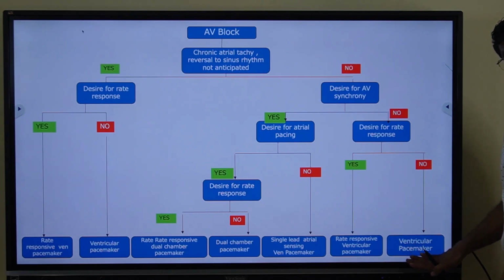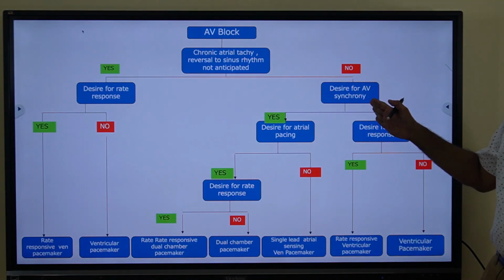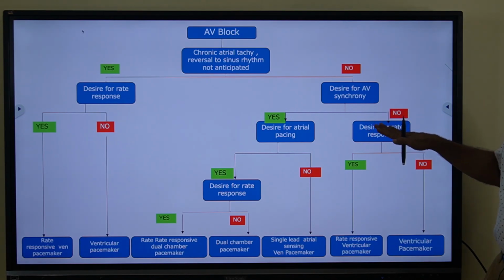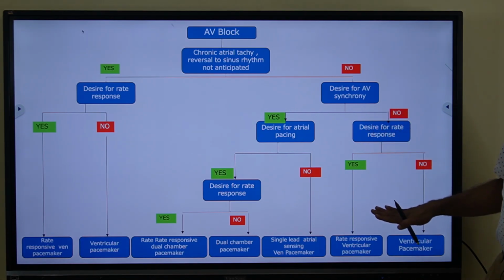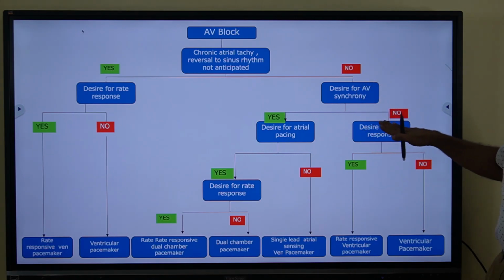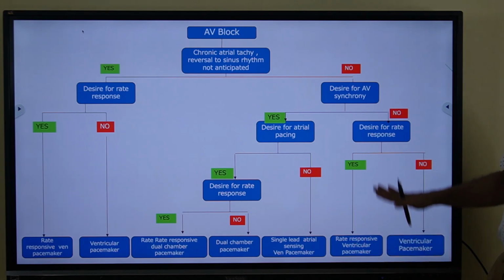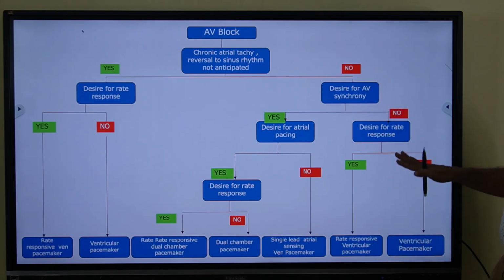So if in an old patient it is not required, then you can simply put a VVI or ventricular pacemaker. If you do not desire AV synchrony, but you want a rate response, the patient is say 60 years old, so even if he is not affording a dual chamber pacemaker, you can go for a rate responsive ventricular pacemaker. So this becomes the second option. These are the cheaper options.